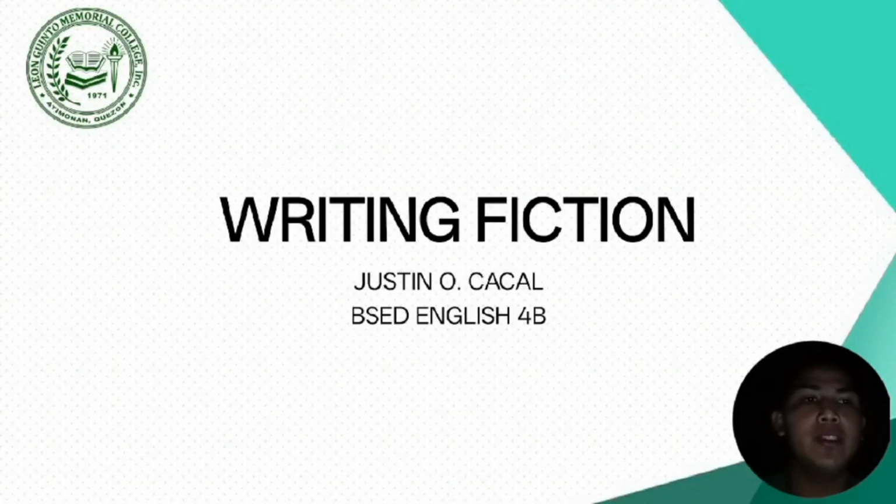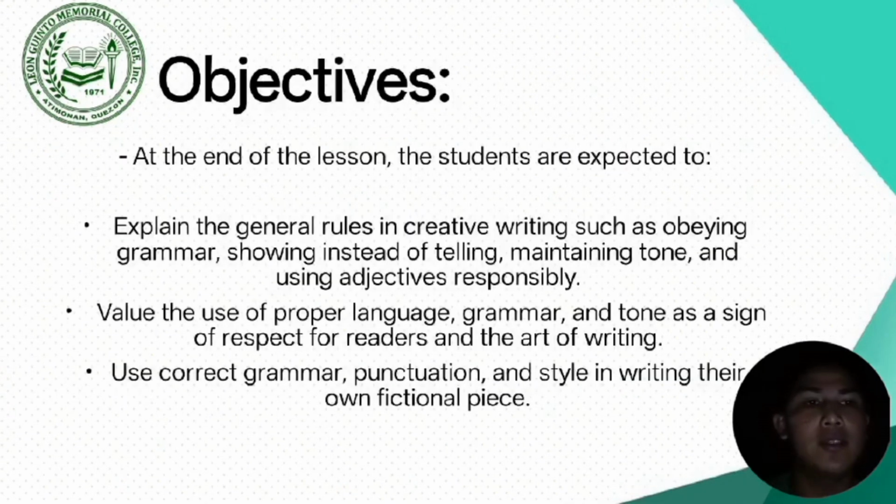So today I'll be discussing an interesting topic about writing fiction. Before we start, here are our objectives. At the end of the lesson, the students are expected to explain the general rules in creative writing such as obeying grammar, showing instead of telling, maintaining tone, and using adjectives responsibly. Then value the use of proper language, grammar, and tone as a sign of respect for readers and the art of writing. And the last one is use correct grammar, punctuation, and style in writing their own fictional piece.